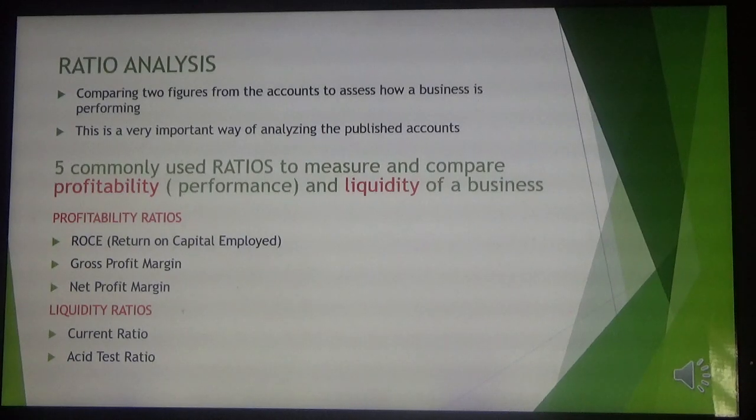This is a very important way of analyzing the published accounts. Now, we have many ratios which can be calculated from a set of accounts, and we shall be discussing only 5 of the most commonly used ratios. These ratios are used to measure and compare profitability or performance and liquidity of a business. So from the profitability ratios, or to check the performance of a business, we have 3 ratios, namely ROCE, or the return on capital employed, gross profit margin, and net profit margin.